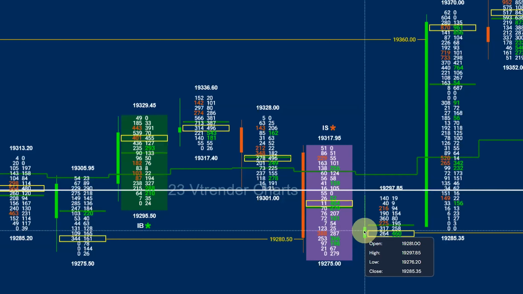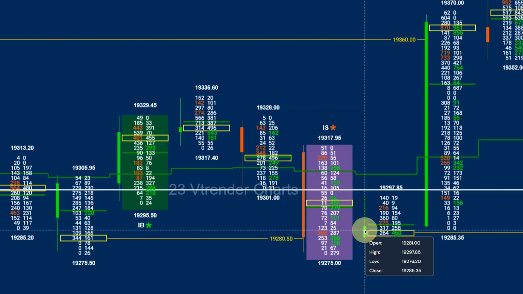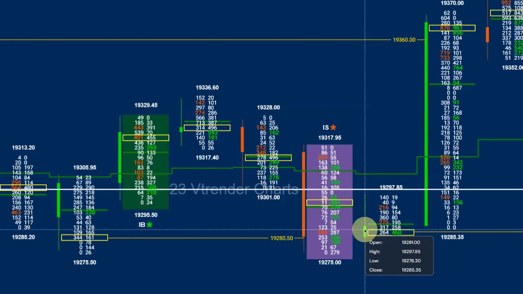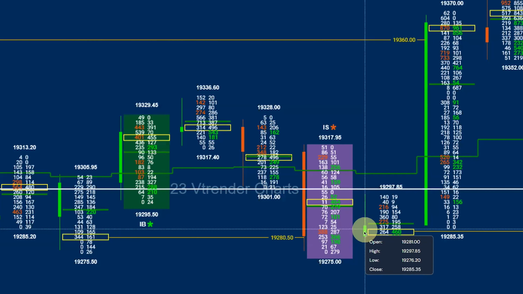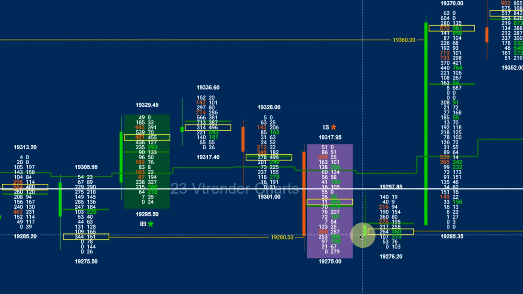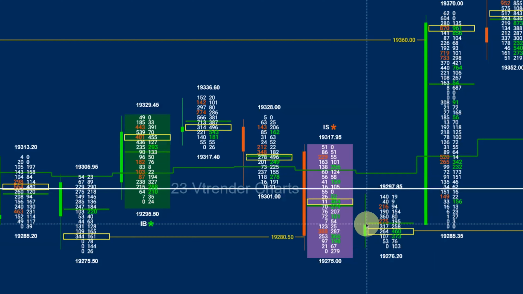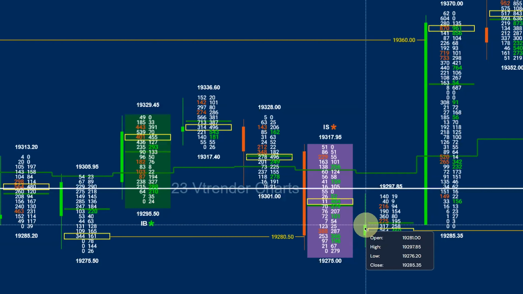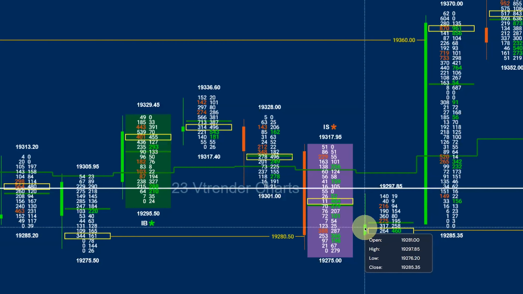So if you put your mouse over here, you can see the open was at 19281. The high was 19297. The low was 19276. And the close was 19285. The reason this bar is green is because the close was higher than the open. That's why this bar is green in color, right?